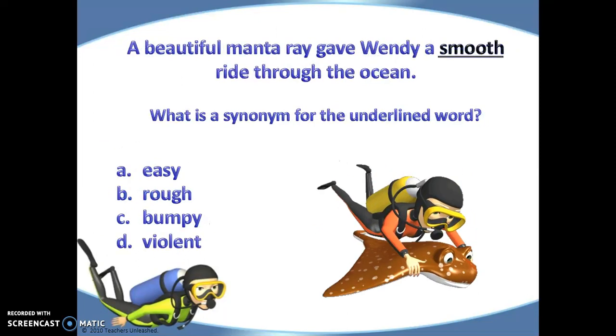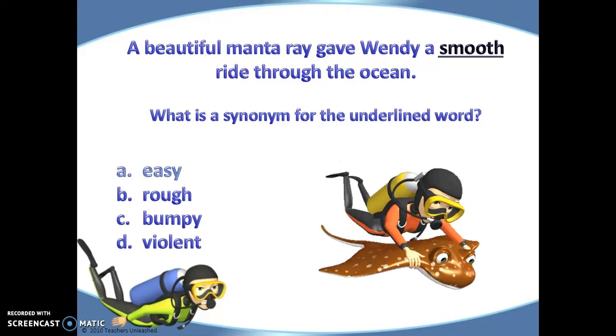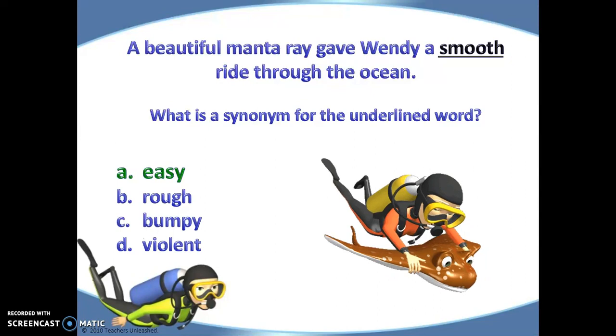And then, a beautiful manta ray gave Wendy a smooth ride through the ocean. What is a synonym for the underlined word? A, easy, B, rough, C, bumpy, or D, violent. And it would be A, easy.